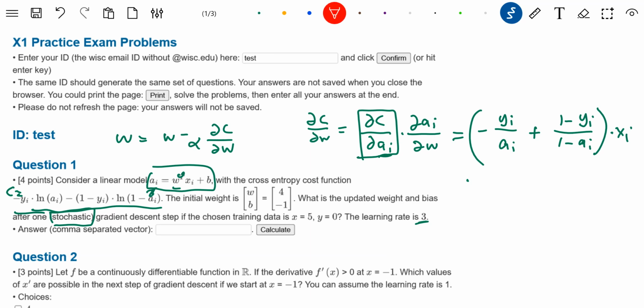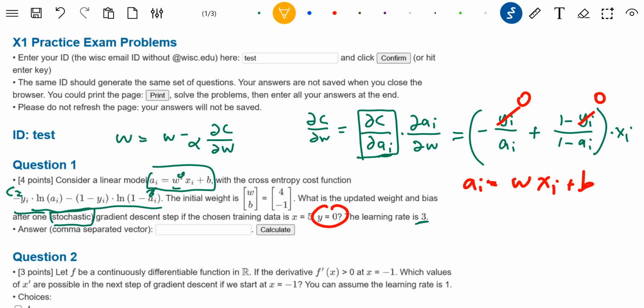So I guess now we get the formula. We have most of these things, right? So we know what yi is. Yi is 0. And we know what AI is, do we? No. So we need to compute AI. AI is Wxi plus B.